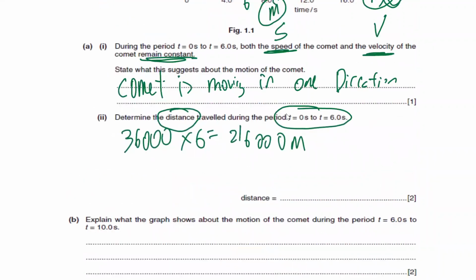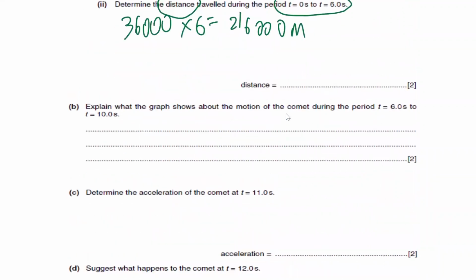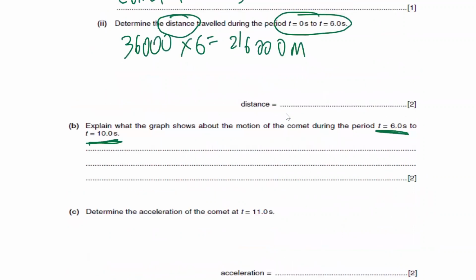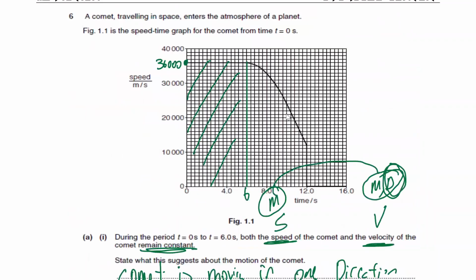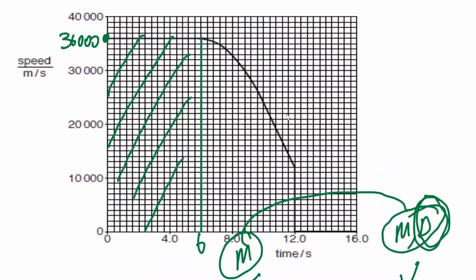Then after that, they say explain how the graph shows the motion of the comet during the 6 to 10 seconds. 6 to 10 seconds is where? It's literally here, right? Around here. Why did you go straight line? Around here. Right. How do I explain this?